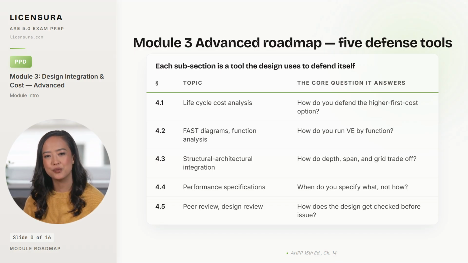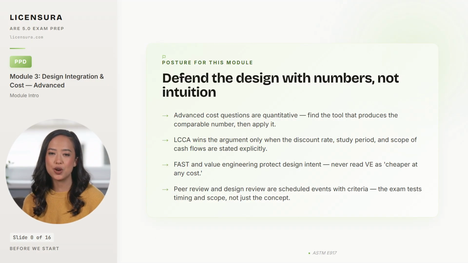One posture shift before we step into section 4.1. 4 things to hold in mind. First, advanced cost questions are quantitative, not narrative. Your job is to find the tool that produces a comparable number, lifecycle cost, function value, span versus depth trade, and apply it. Intuition will not get you to the right answer on these prompts.